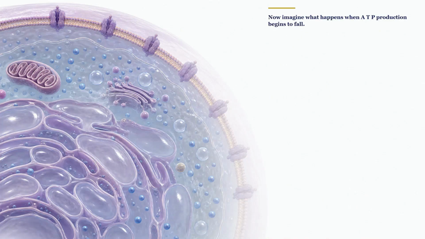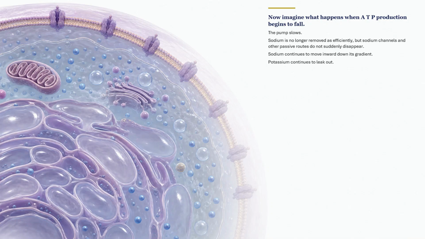Now, imagine what happens when ATP production begins to fall. The pump slows. Sodium is no longer removed as efficiently. But sodium channels and other passive routes do not suddenly disappear. Sodium continues to move inward down its gradient. Potassium continues to leak out. As sodium accumulates inside the cell, water follows. The cytoplasm expands. The endoplasmic reticulum begins to dilate. The cell becomes pale and swollen.